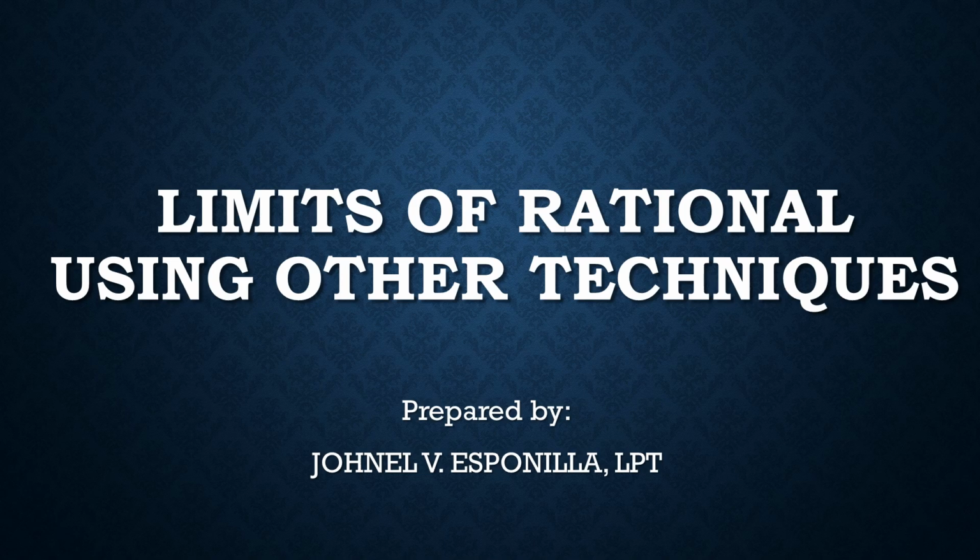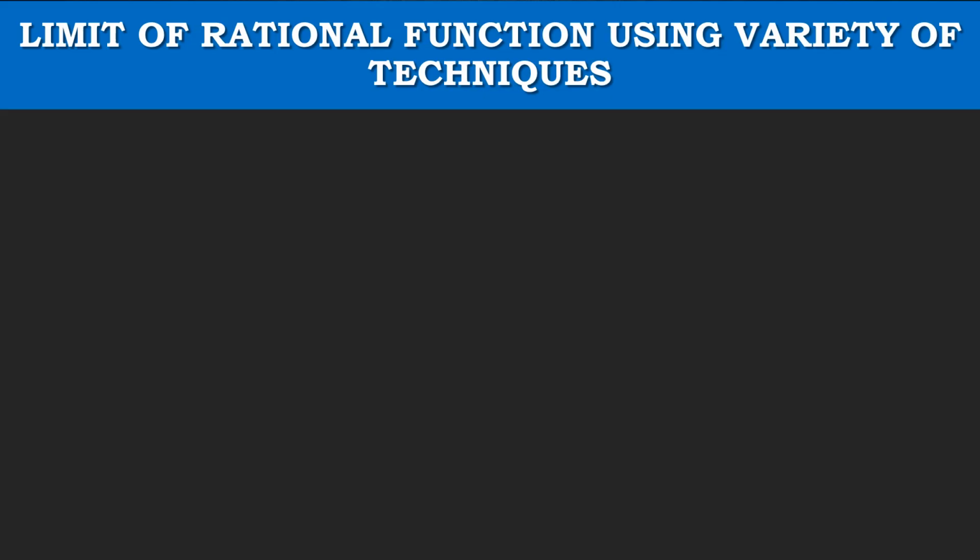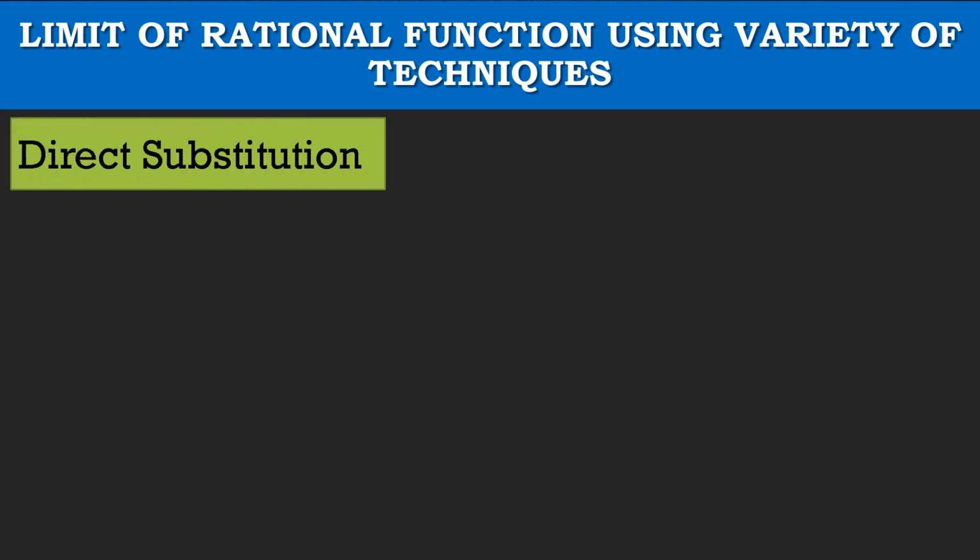Okay, pag-usapan natin kung paano natin kukunin yung limit ng rational function gamit yung mga iba't ibang techniques. Okay, so here sa variety of techniques natin na gagamitin para mahanap yung limit ng rational functions, gagamit lamang tayo ng tatlo. Okay, namely the direct substitution. The second one is by factoring method, and the last technique na gagamitin natin dito is the rationalization. Okay? So, dako muna tayo sa direct substitution.